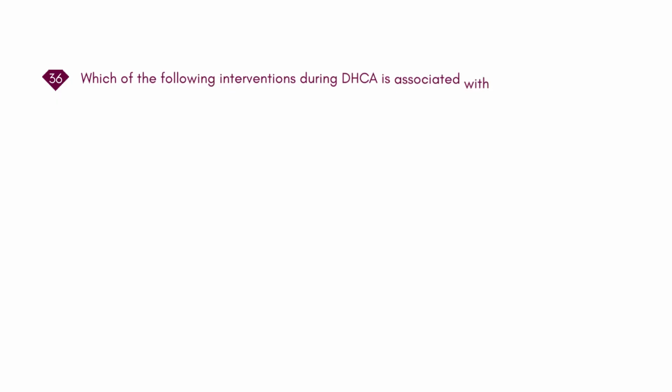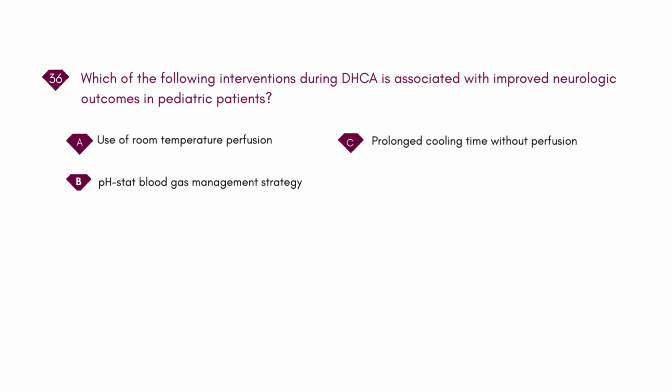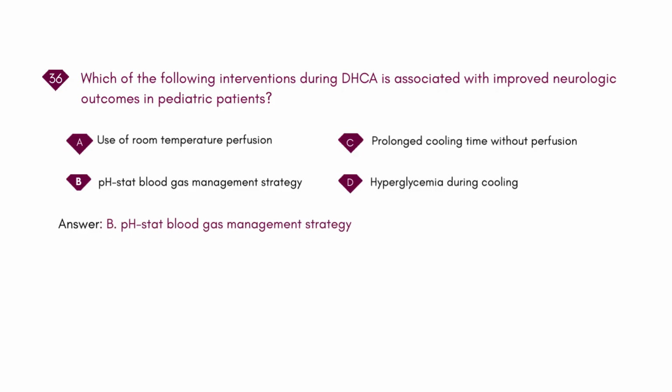Which of the following interventions during DHCA is associated with improved neurologic outcomes in pediatric patients? A. Use of room temperature perfusion. B. pH stat blood gas management strategy. C. Prolonged cooling time without perfusion. D. Hyperglycemia during cooling. Answer: B. pH stat blood gas management strategy.